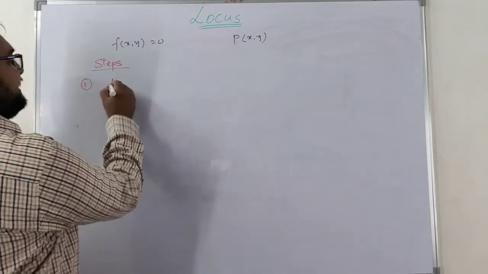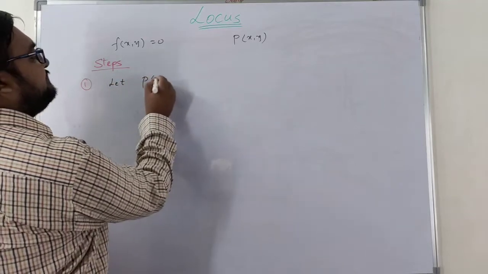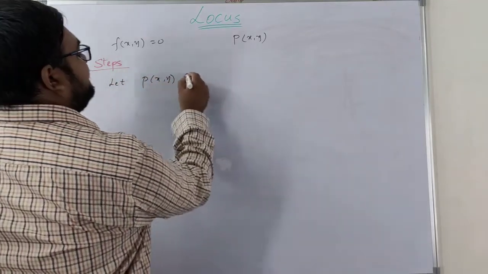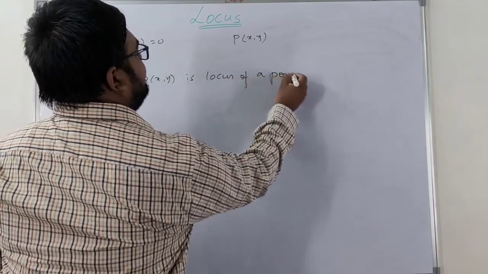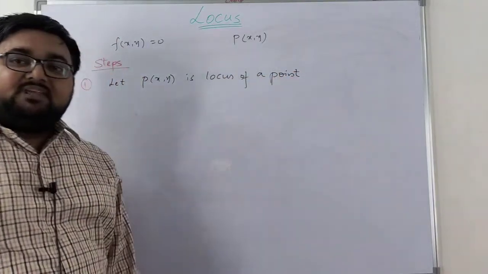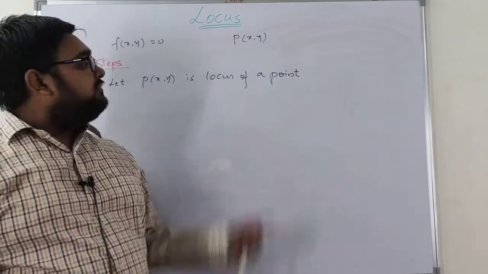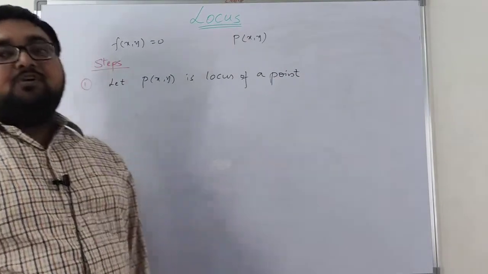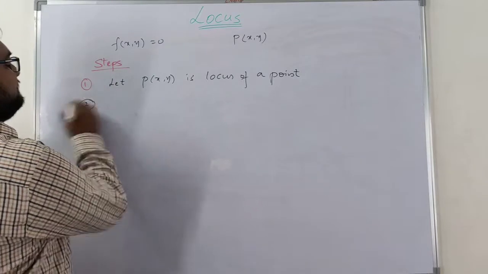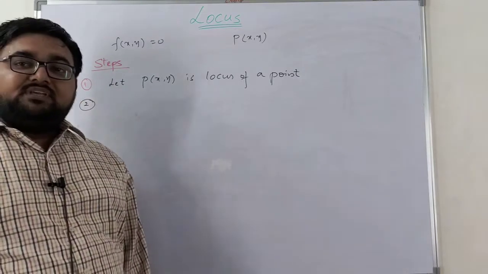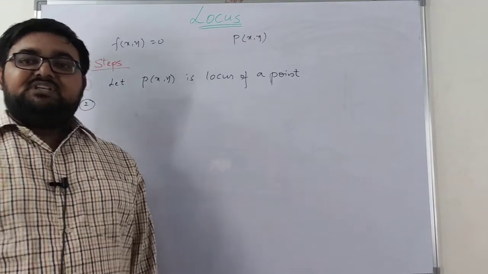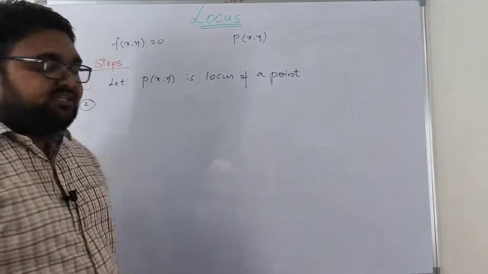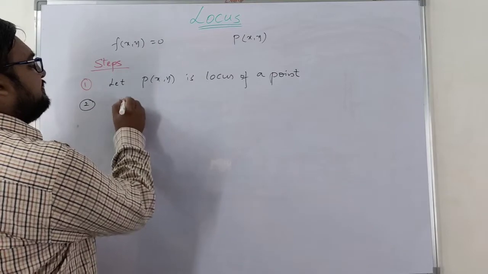What we need to do is consider P(x, y) as the locus of a point. So always you need to start with a point P(x, y), which is the locus of a point. Next, after that, you need to read the question carefully. You need to read the question carefully. So after reading the question, you need to write.